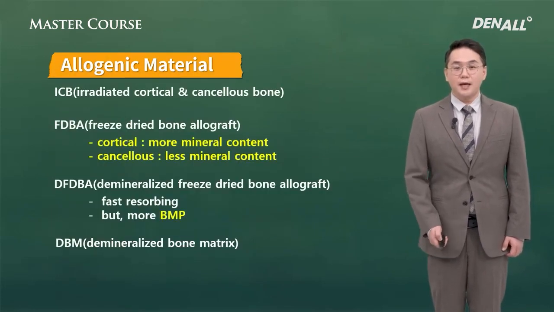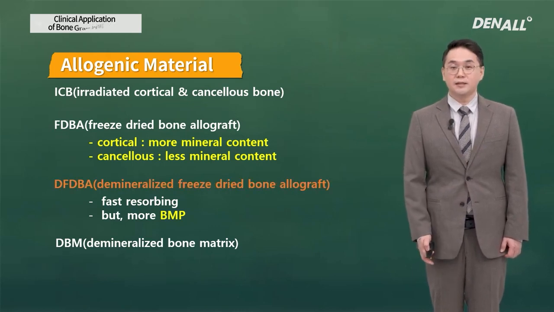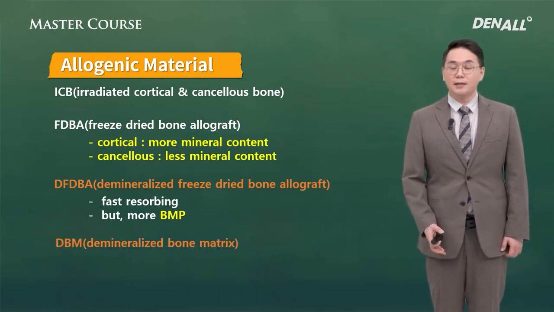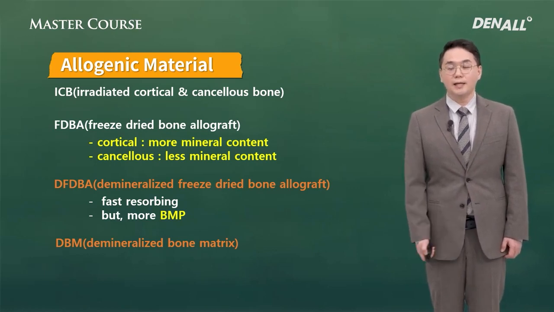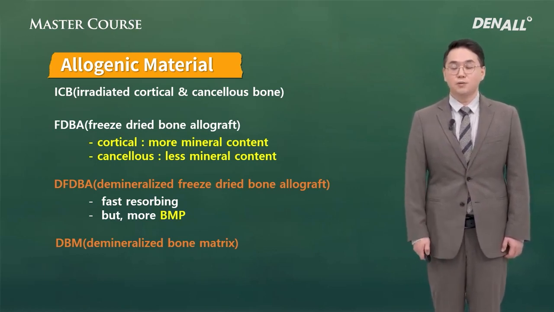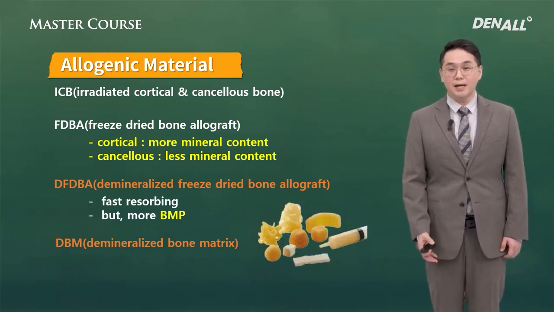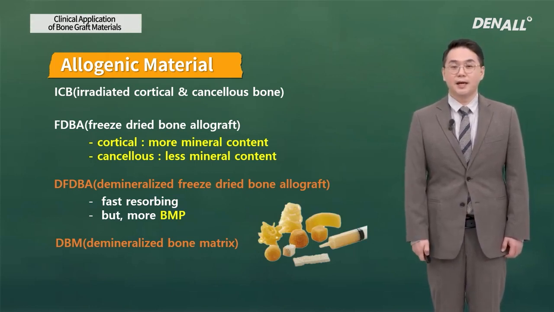In some specific cases, the DFDBA, demineralized freeze-dried bone allograft, can be used. There are two types, the DFDBA and DBM. After demineralization, gelatin or collagen can be added for ease of use. That is called DBM. To the DFDBA, a certain carrier is added, so gel type or putty type can be made. Both of them are demineralized.